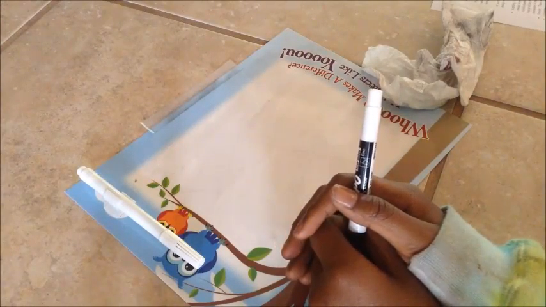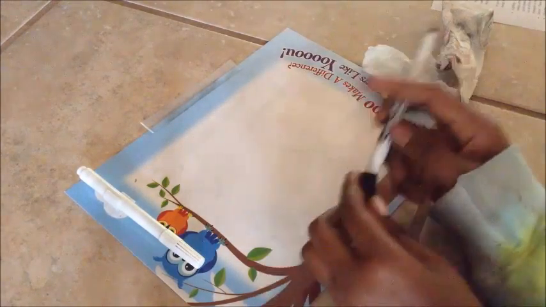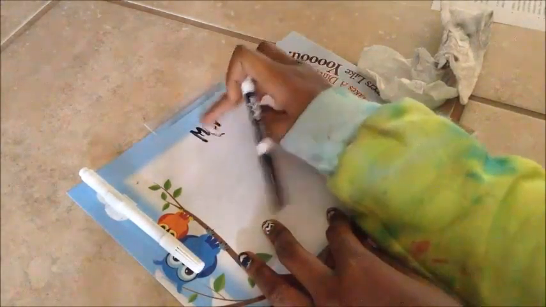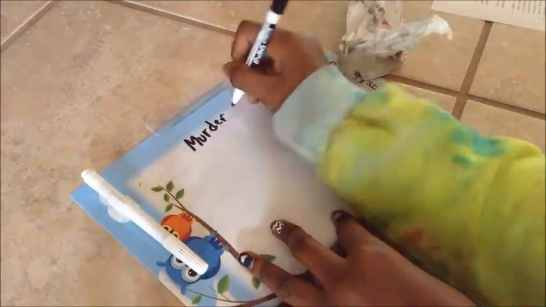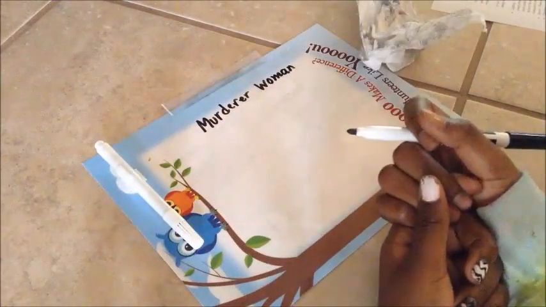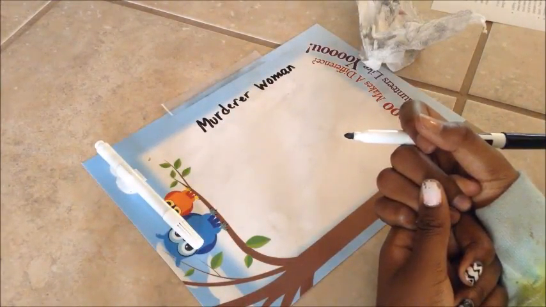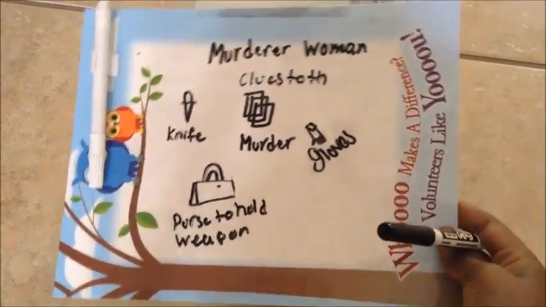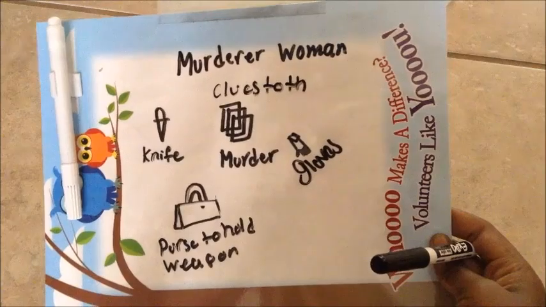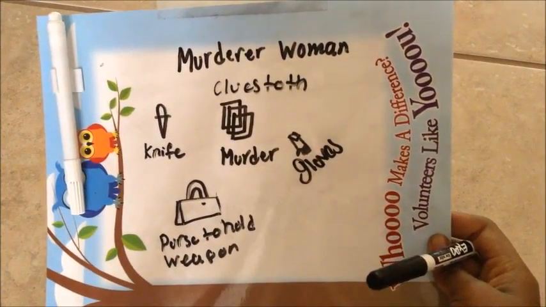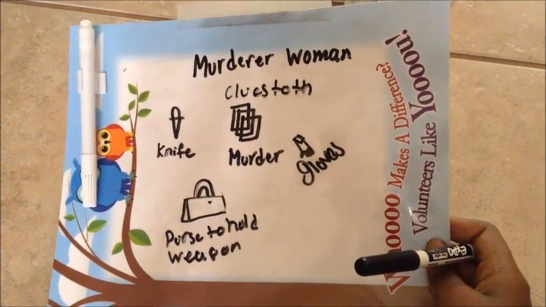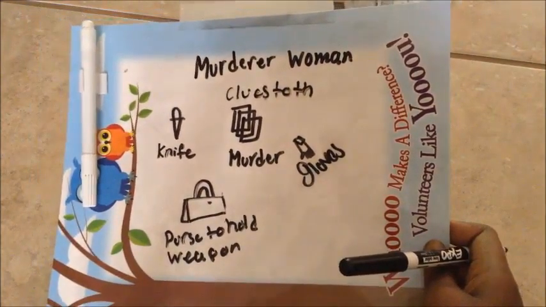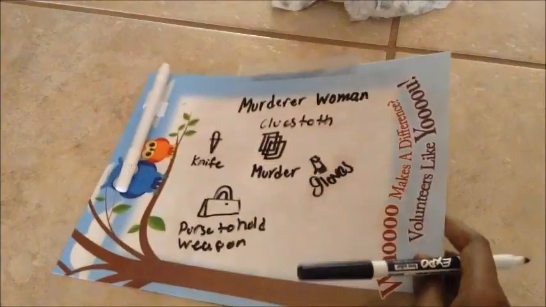And then for the last character that I will illustrate props for, I am doing the murderer. For this play, the murderer will be a woman. It is going to be Clue-style murder mystery. And she has many different props. She has a knife. She has gloves, and she has cards for the murder clues and a purse.